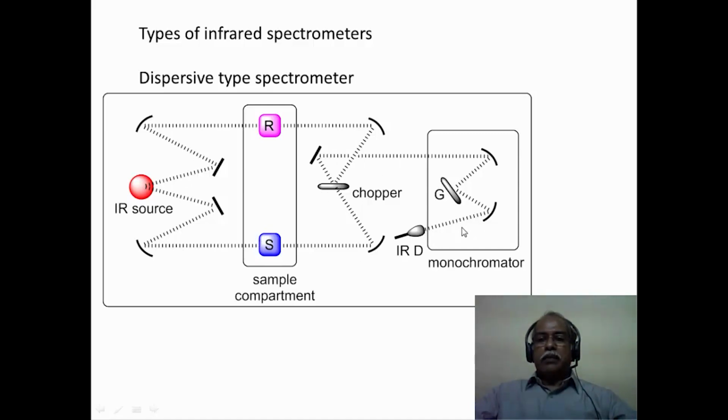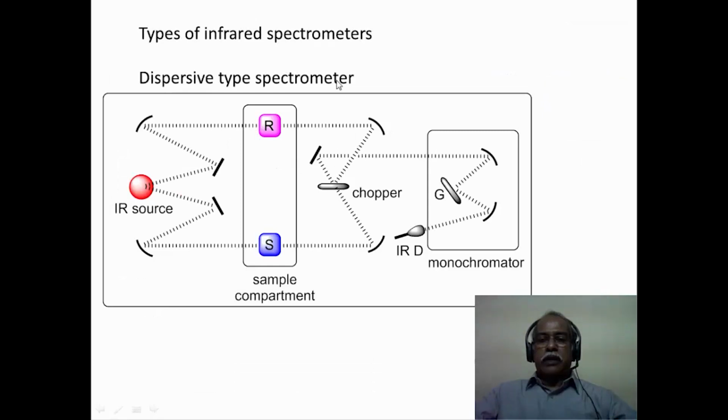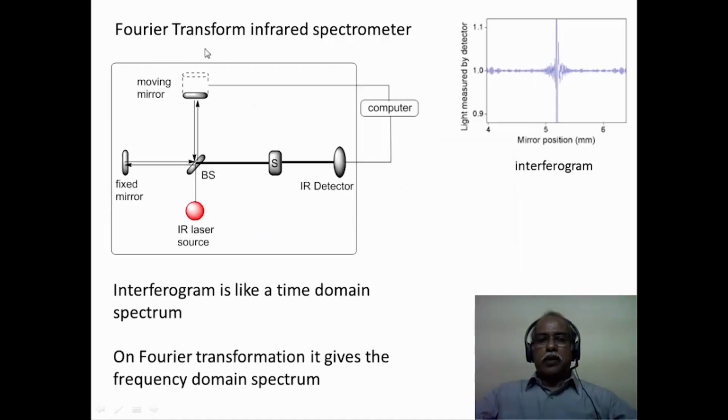So one can easily determine the logarithm of I0 by I to look at the absorbance values of the various frequencies which are generated by the grating in terms of dispersion of the infrared radiation. The other type of spectrometer is called the Fourier transform infrared spectrometer, the most modern spectrometer that is available. In fact, the one we just saw is an outdated spectrometer. Normally in commercial spectrometers, it is no longer available. Only the Fourier transform infrared spectrometer is readily available these days.